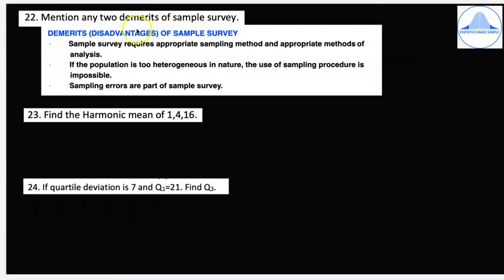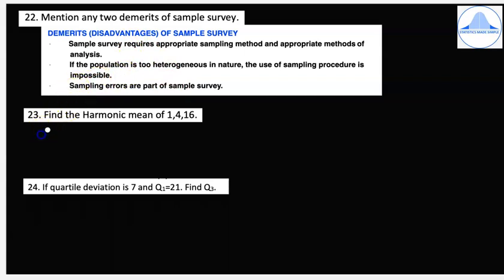Twenty-second question. Mention any two demerits of sample survey. The first one, sample survey requires appropriate sampling method and appropriate methods of analysis. And if the population is heterogeneous in nature, the use of sampling procedure is impossible. And thirdly, sampling errors are part of any sample survey. So out of these three, you can write any two.